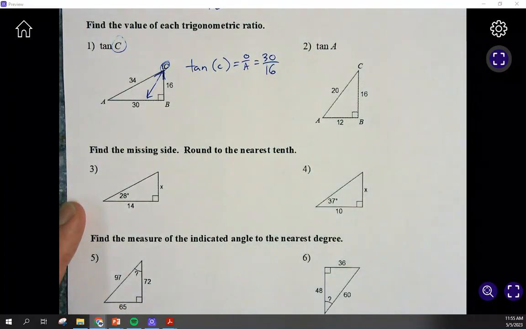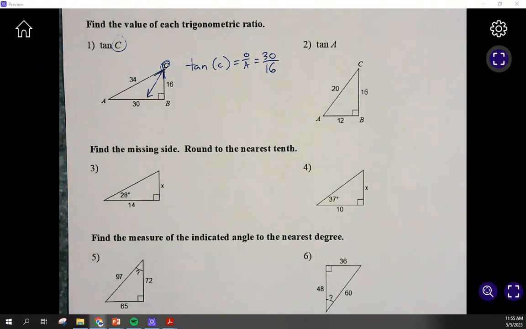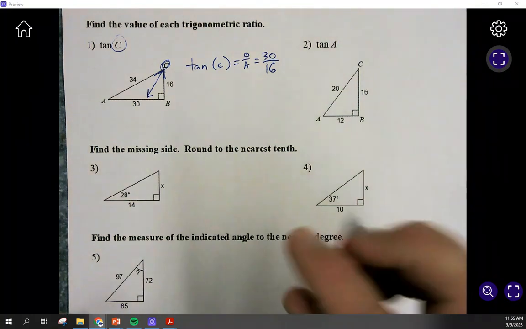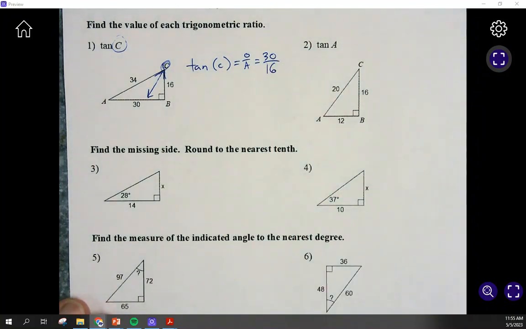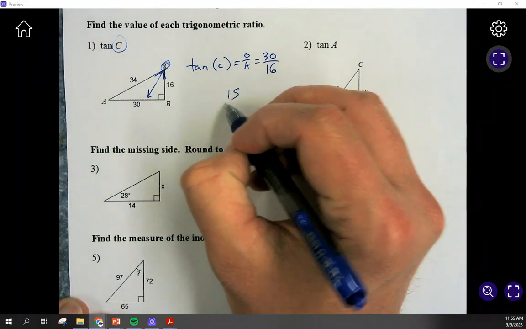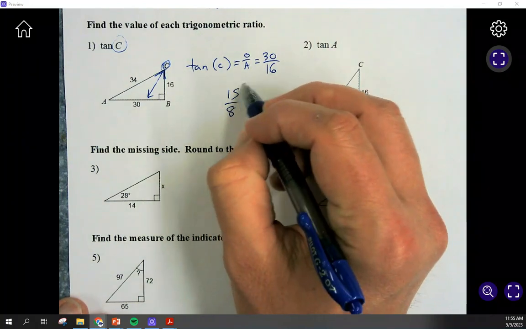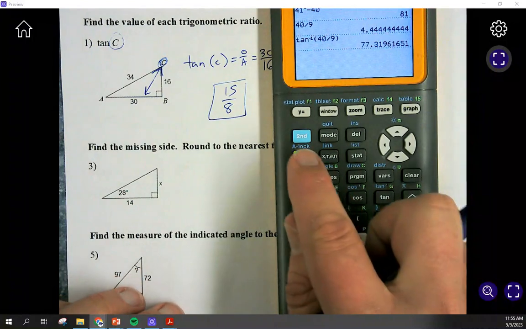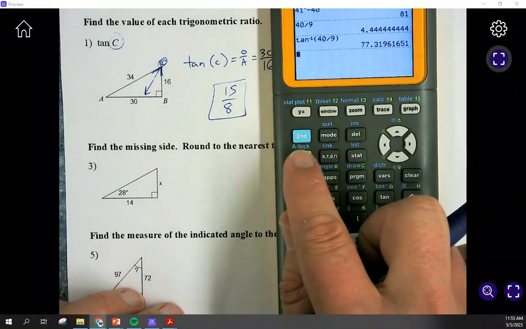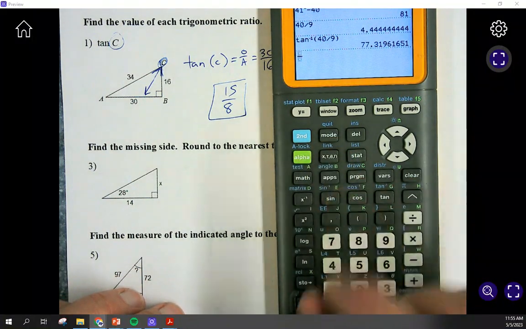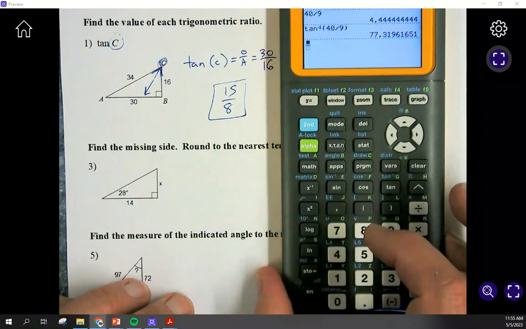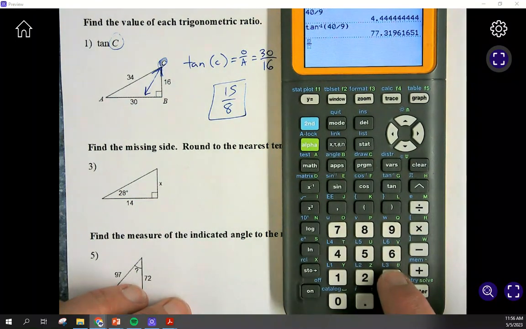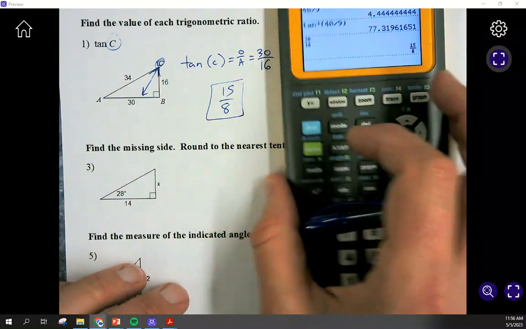And I need to simplify that. So if I divide 30 by 16, I don't get a decimal that I want to use. Leave this a fraction. But if I divide them both by 2, 30 divided by 2 is 15, 16 divided by 2 is 8. That's now a fully simplified ratio. And again, you can do this in your calculator. To bring up your fraction function, you hit the green alpha button, the button right next to it, the X button. That's the shortcut for your fraction. You put in 30, you put in 16, you hit enter, and it will simplify it for you.